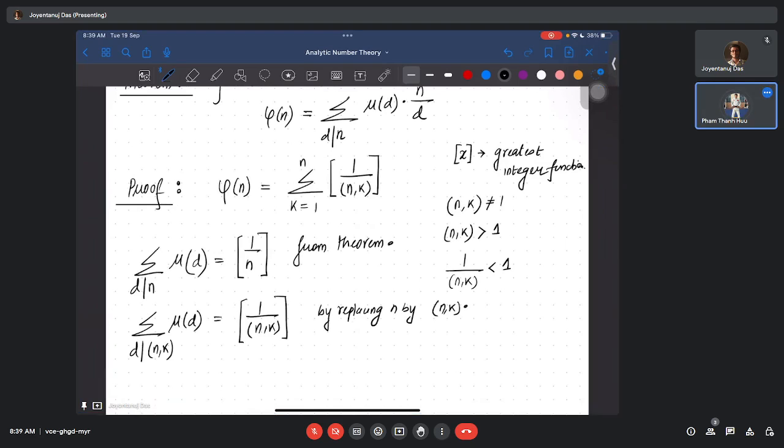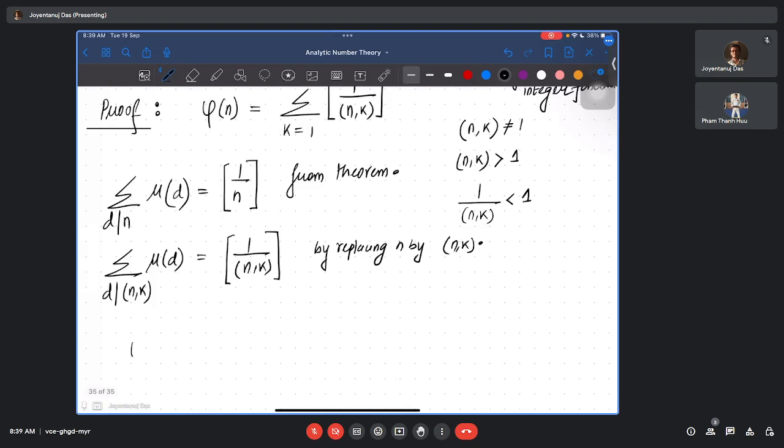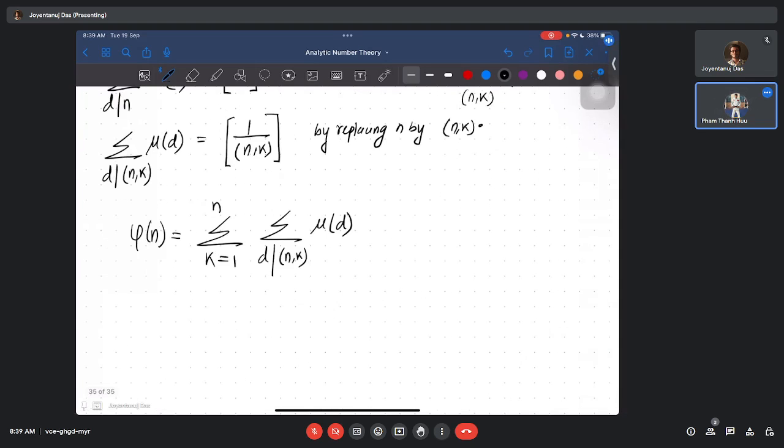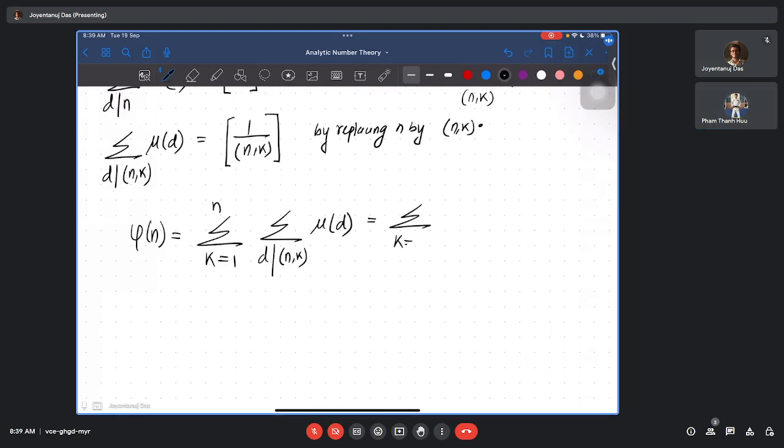So what does our summation become? Phi of n, after replacing this thing, becomes the summation k equals 1 to n, then summation d dividing the GCD of n comma k of mu of d. Now I can rewrite this summation like this: k equals 1 to n, where d dividing GCD of n comma k implies d divides n and d divides k, mu of d.